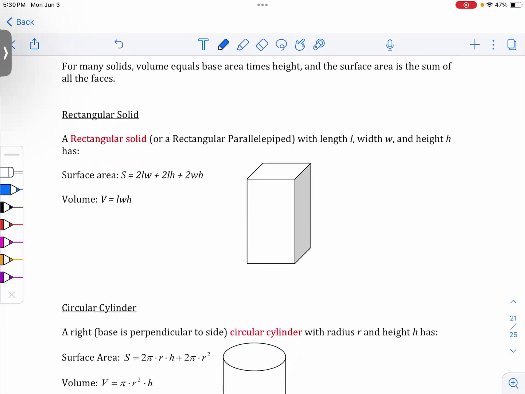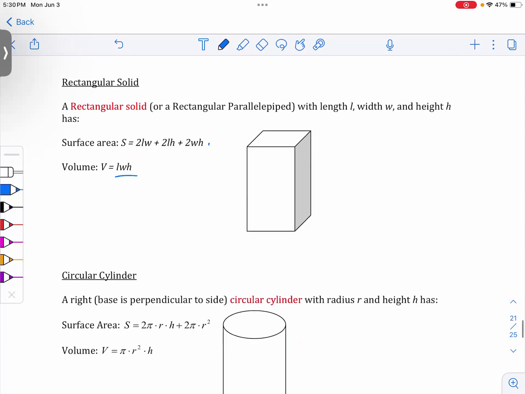So a couple of our standard objects: a rectangular solid, or a rectangular parallelepiped. Length, width, and height. Volume is length times width times height. And the surface area, notice the equation we have there.